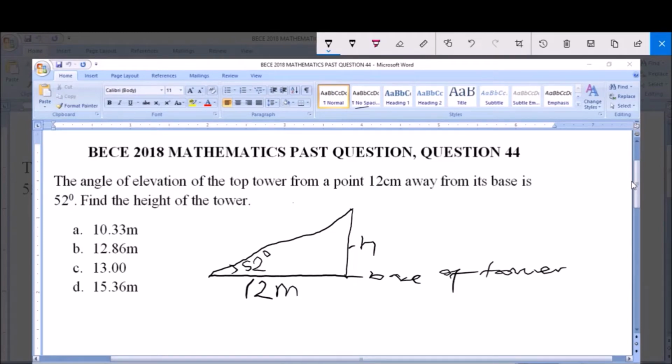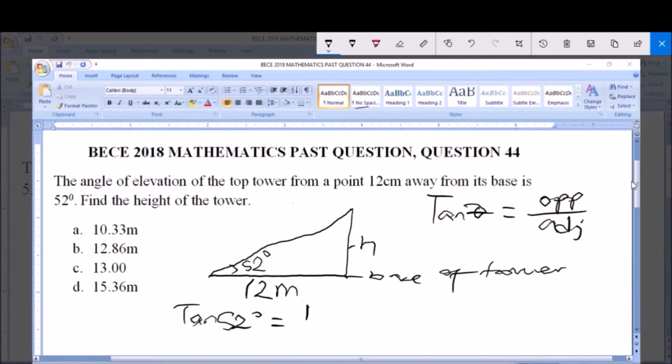This is the opposite and here is the adjacent to this angle. So therefore the suitable trigonometry to apply here is the tan, because tan theta is equal to opposite all over adjacent, and we have our opposite here to be the h, and then the adjacent to be the 12 meters, and our theta is 52 degrees. So therefore we say tan 52 degrees is equal to h, which is the opposite over adjacent, which is 12.